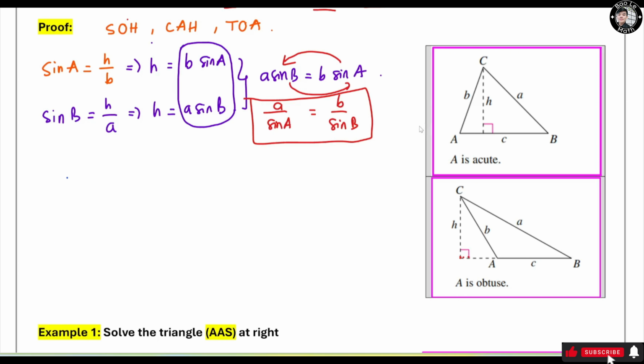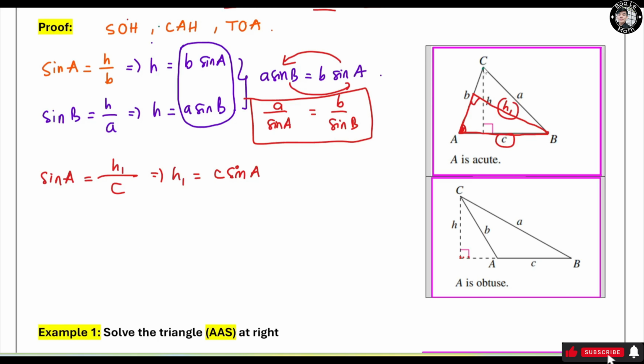Now, in a similar manner, we're going to construct an altitude h1 from vertex B to AC, right? So I call this h1. So we're going to apply the trig ratio in the right triangle right here. So sine A equals opposite, which is h1 right here, over hypotenuse, which is c right here, right? So then h1 equals c times sine A.